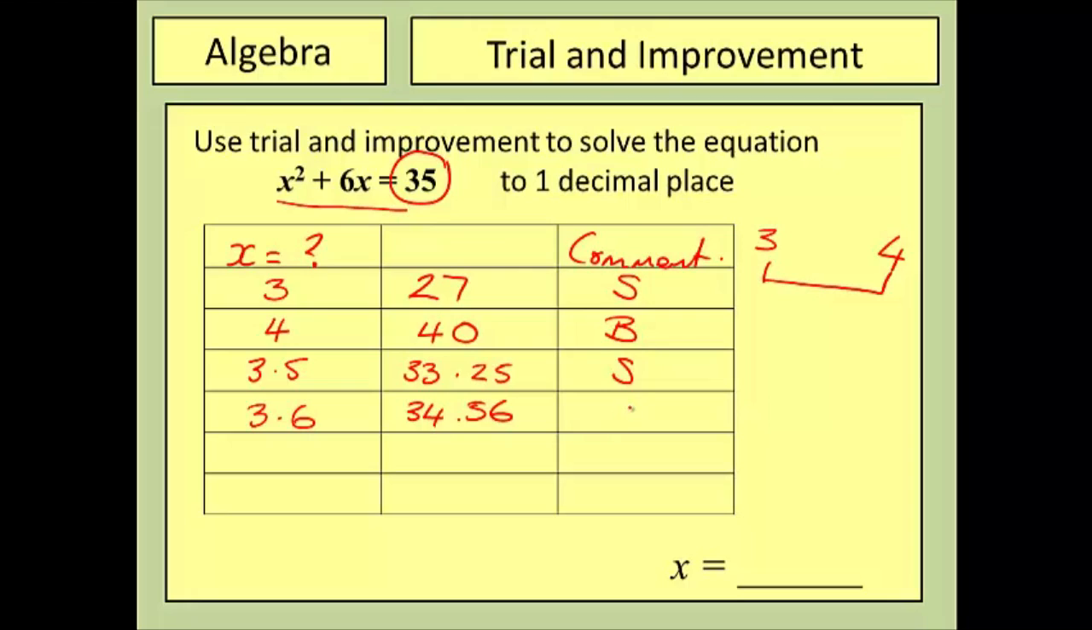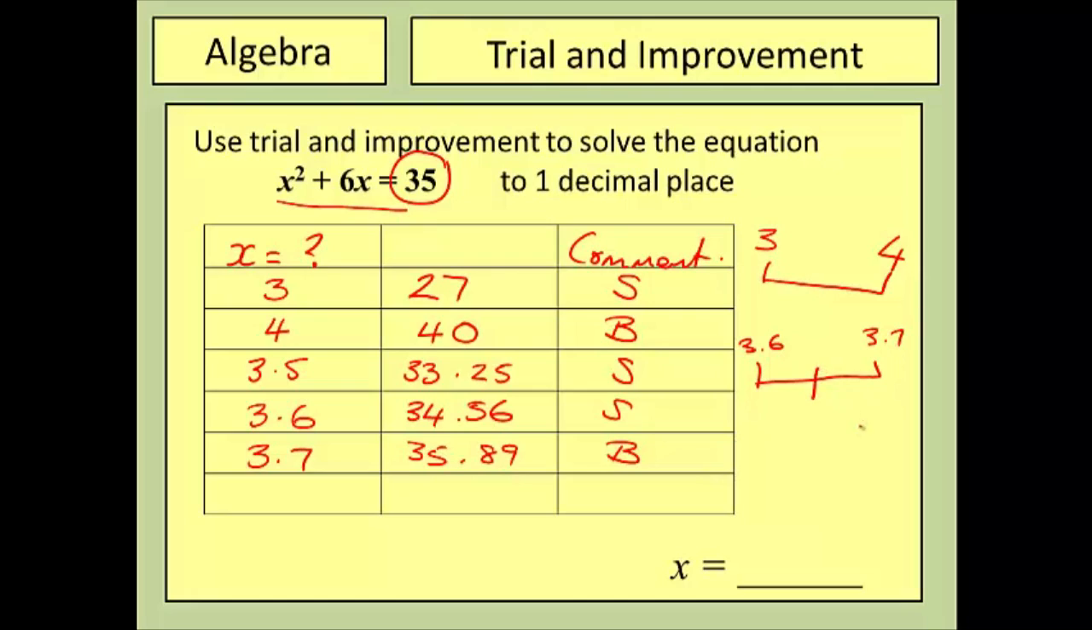And again comparing it, I can see that that's too small, but pretty close. Then I'm going to try 3.7, and when I stick 3.7 into this, I get 35.89. Now comparing it, this one now is too big. So what we can see is I've now got it trapped between 3.6 and 3.7.